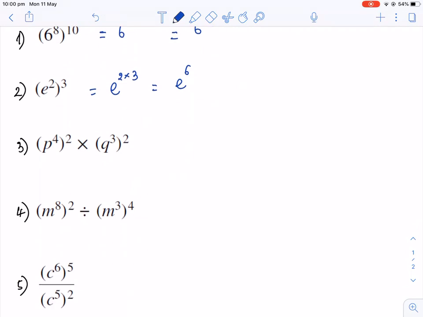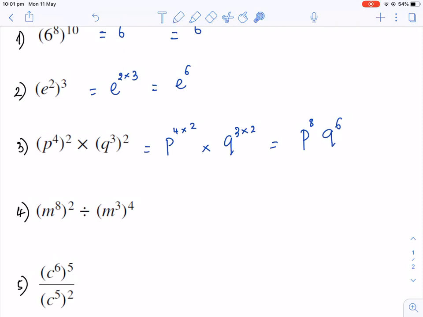It looks complicated, but actually it's just two separate fourth index laws together. With the first one, p to the power of 4, and the whole thing raised to the power of 2, will equal p to the power of 4 times 2. And with q, it will be q to the power of 3 times 2. And your final answer is p to the power 8 and q to the power of 6.